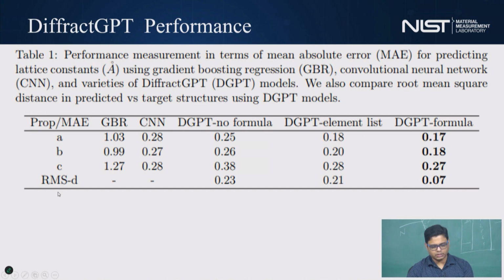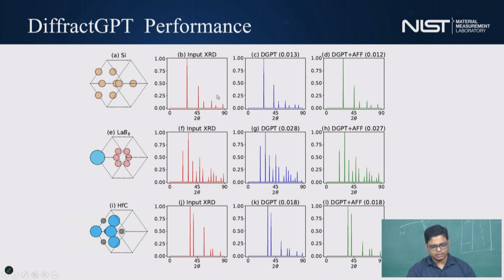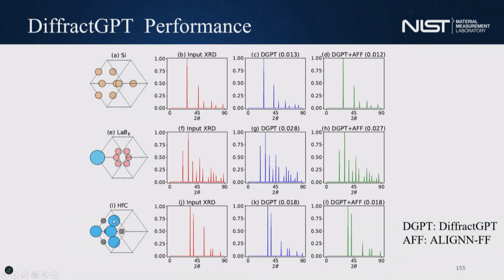And of course, we don't have the atomic structure description for this conventional machine learning model, so we can't even calculate these metrics. So here's an example for silicon, which is a very popular material, LaB6, which is a standard reference material, and hafnium carbide, which is a superconductor material.